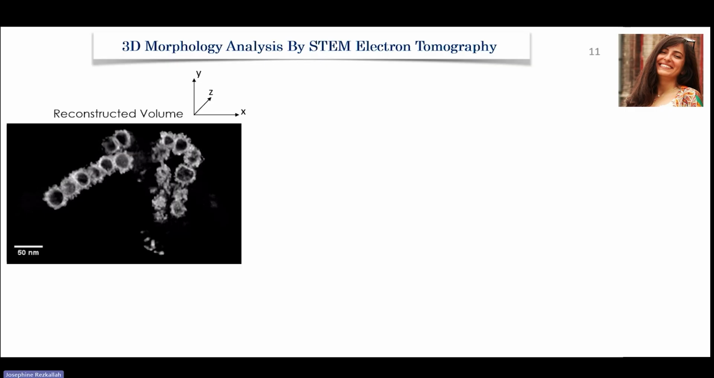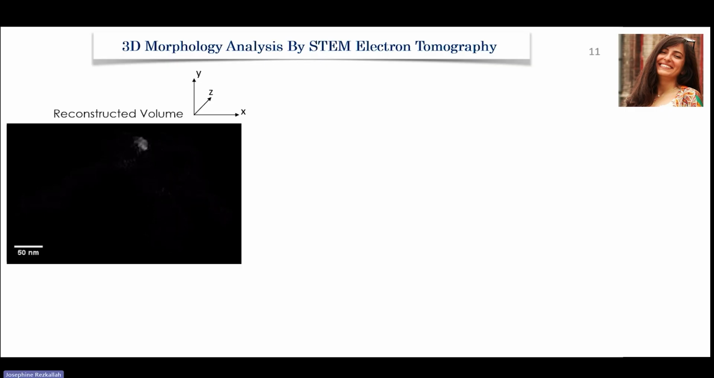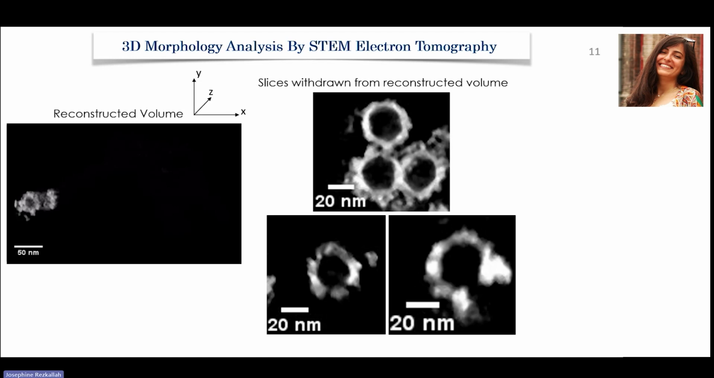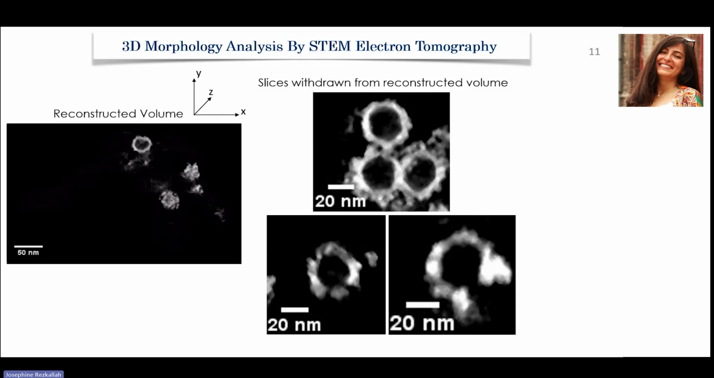And for a deeper analysis of the 3D morphology, this is the reconstructed volume. So here we have a plane, the XY plane, with a variable Z. So we have a 2D plane, and we go deeper into the volume by varying the Z. From this reconstructed volume, we withdraw slices following different directions. Now, these slices offer a load of information that we wanted to know.